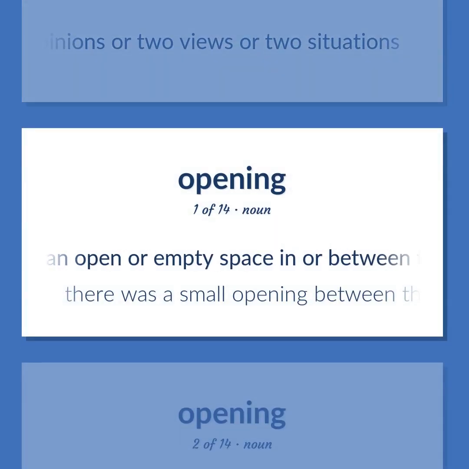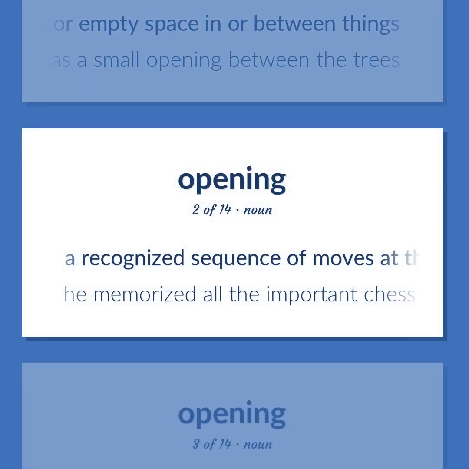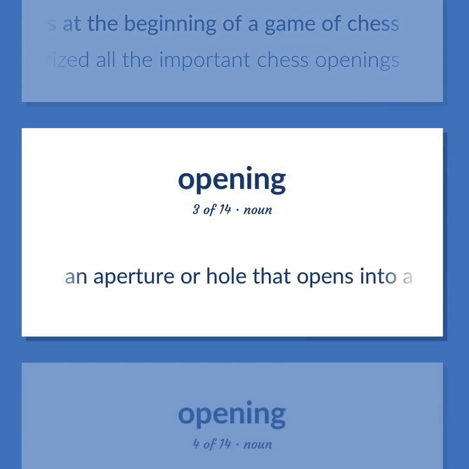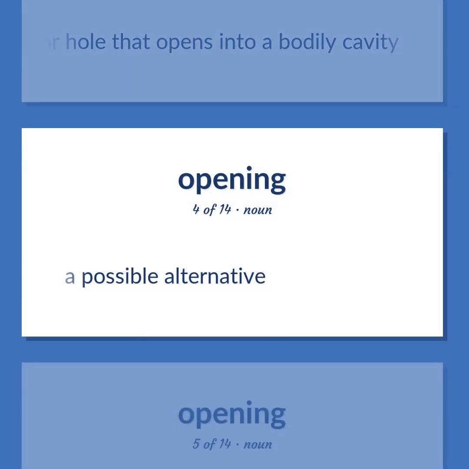An open or empty space in or between things. There was a small opening between the trees. A recognized sequence of moves at the beginning of a game of chess. He memorized all the important chess openings. An aperture or hole that opens into a bodily cavity. A possible alternative.